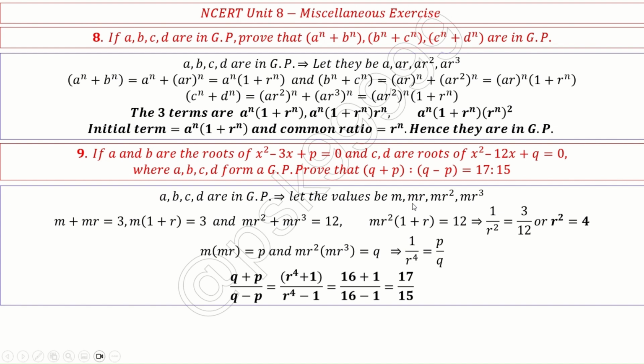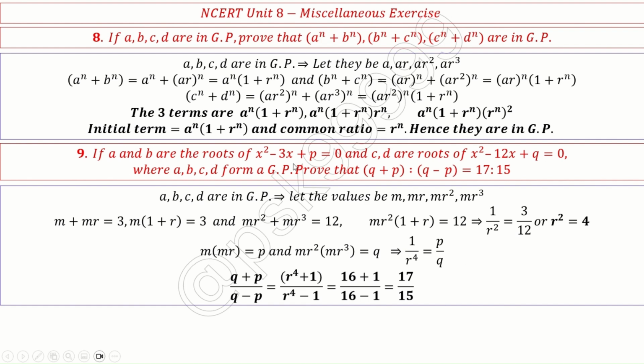So these are my terms m, mr, mr square and mr cube. m plus mr is 3, correct? Sum of the roots of this equation, which is nothing but m into 1 plus r equal to 3. Then the second two roots are mr square plus mr cube. Sum of them is 12. Okay, so mr square into 1 plus r equal to 12. So if I divide these two equations, I'll get 1 by r square equal to 1 by 4, or r square equal to 4.